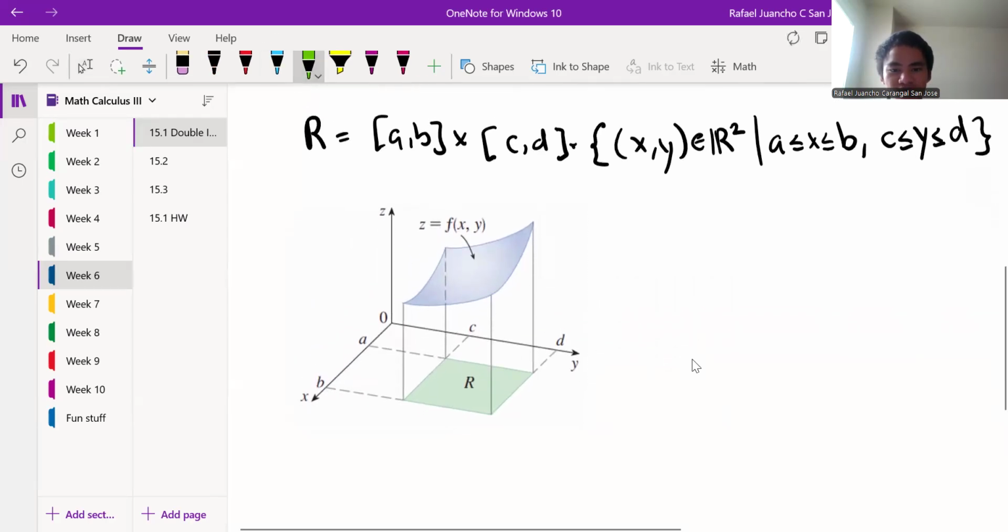Okay, so here's the R, right? Here we see this is bounded by a to b, and that's our x value. So this is our x-axis. We have a here, we have b here. Similarly, we have our y-axis. That's our c and d. And so this is our bounded region.